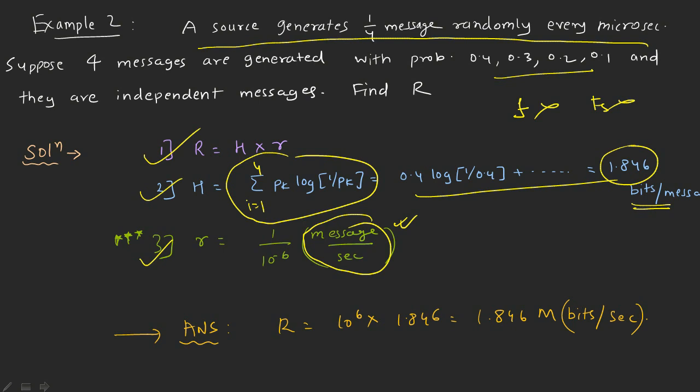So if you see the first point, a source generates 1 by 4 message randomly every microsecond. So it is generating one message every microsecond, that is 10 raised to minus 6. So small r is equal to 1 by 10 raised to minus 6 messages per second. And once you get r, the answer is simple. Capital R is H into r, and the answer is 1.846 mega bits per second. So this capital M means mega, that is 10 raised to 6.